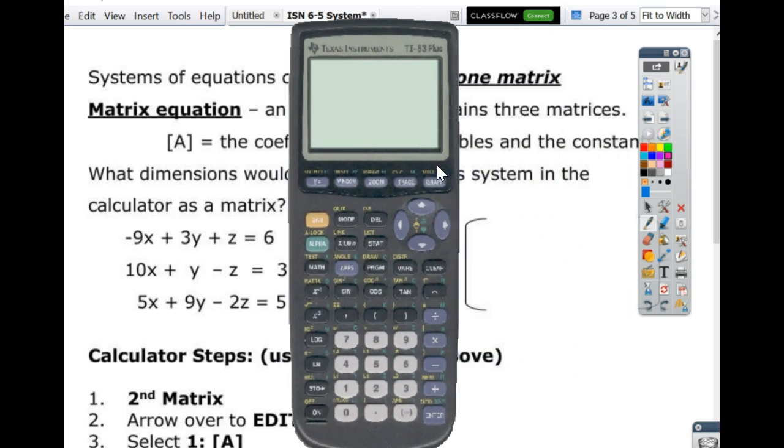So, this is how we're going to write this. I'm going to take this and write it right here so we can put it in the calculator. Because if you look at this, the way we would have to solve this is we'd have to eliminate the z's and we'd have to substitute. And we could do it, but it would be a lot of steps. And your calculator can do it really fast. So I'm going to write this down. -9, 3. What's the number in front of z? 1 and 6. 10, 1, -1 and 3. 5, 9, -2 and 5.